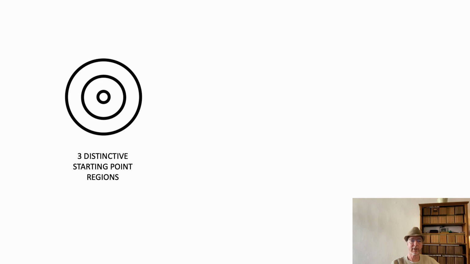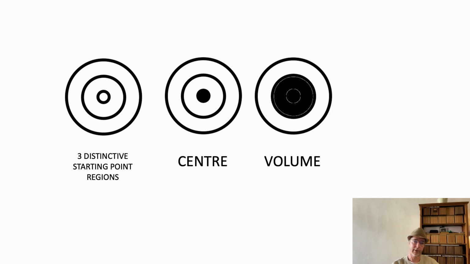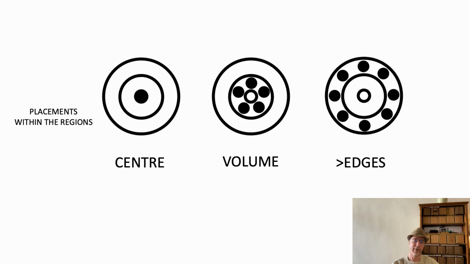So there are three distinctive starting point regions in every object, in everything that we associate. It's a center region, somewhere in the volume, but also somewhere at the edges of the form. So these are the full regions that you can express. But if you place a center point or a connection point, then it is just a small point in this region of the center, of the volume, or in the edges.